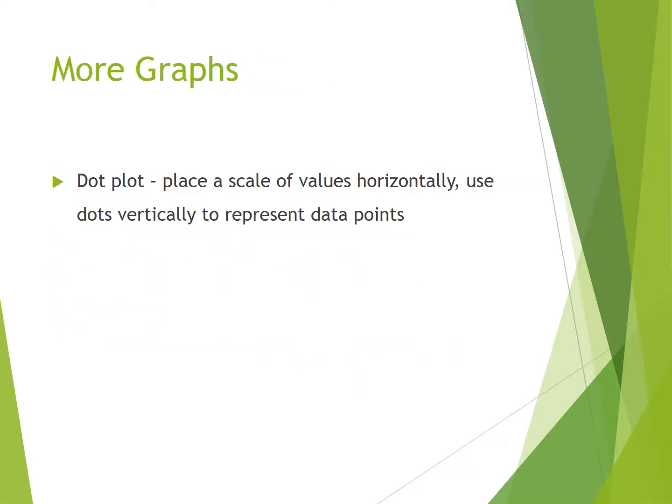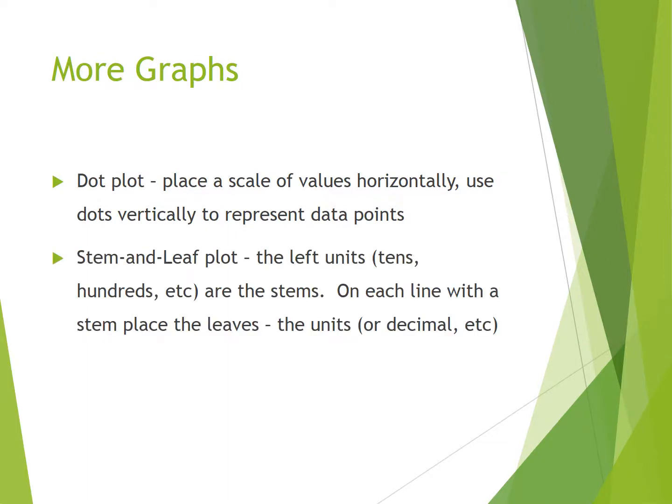The dot plot. A dot plot uses a horizontal scale for all our values, and each dot represents how many points lie on that value. I'm not a big fan of dot plots, but you can see examples of them in your book. The stem and leaf plot is more common. The left units are either the tens, the hundreds, or the thousands, or the stems, and then on each, the units are the leaves. A Pareto chart is a bar graph for qualitative data.